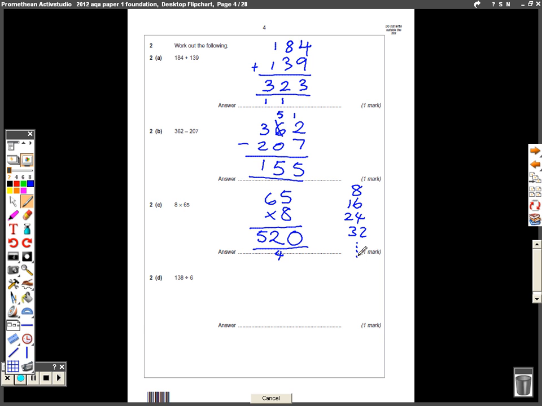2D, 138 divided by 6. 6 is into 1, don't go. Carry the 1. 6 is into 13, go twice. 1 left over. 6 is into 18, go 3. So the answer is 23. Next question.